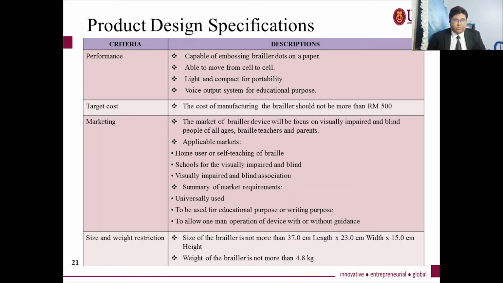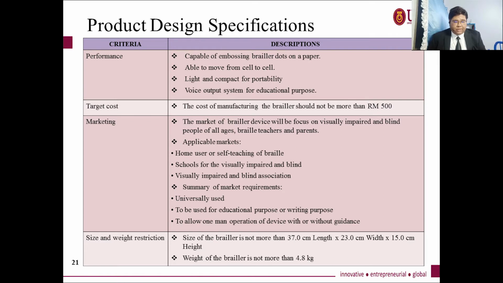The second one is the product design specifications. There are 4 criteria that are important for the product. The first one is the performance of the brailler, which should be capable of embossing braille dots on paper, able to move from cell to cell, light and compact for portability, with a voice output system for educational purposes. And the second one is target cost, which should not be more than 500 ringgit. And the marketing is for home users or self-teaching of braille, schools for the visually impaired and blind, and visually impaired and blind associations.